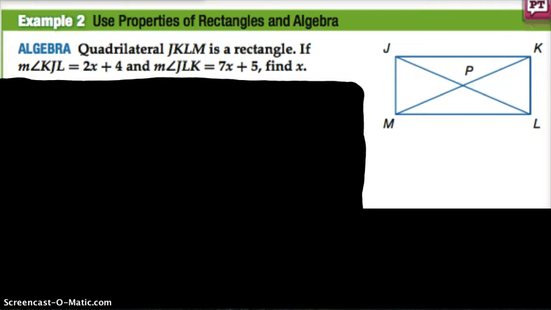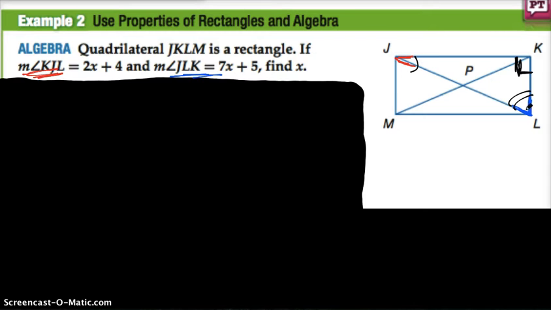So we've arrived at example 2, and here we're still using properties of a rectangle. We're given some information here. We're told that angle KJL, I'm going to mark it in red here and here, has this measurement, and this other angle, JLK, right here, has this measurement. We're supposed to find X. What I know about these two angles is that they are two other angles that are part of a right triangle, right? So I know that this is a rectangle.